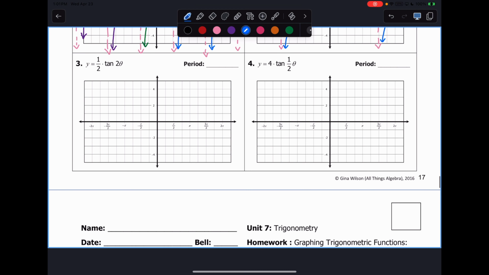All right, let's try this one. Amplitude. What's the amplitude here? Half. Is this going to be really wide, or do you think it's going to be really narrow?